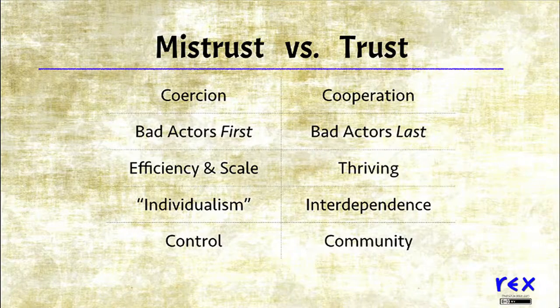As opposed to, in a system that's designed from trust, you know that there are bad actors, but you worry about them later. In mistrust, you're designing for efficiency and scale, as I said, and it's very much about individual people and individual performance, so you need a lot of control, as opposed to, let's design the system so that all the stakeholders thrive and so that they can be interdependent in community, all of which may sound a little woo-woo, but it's how we used to stay alive. It's how we used to live.